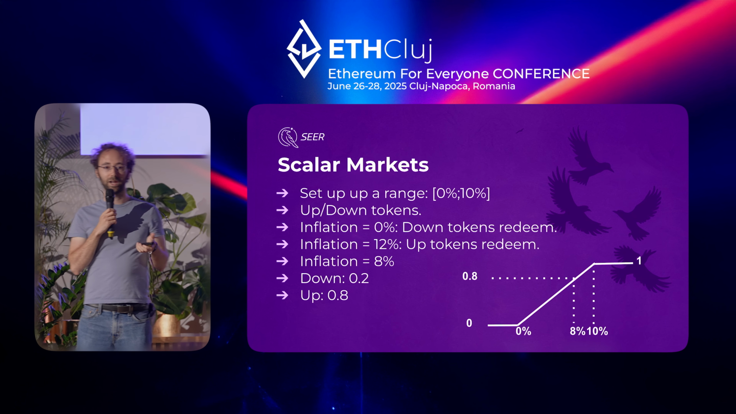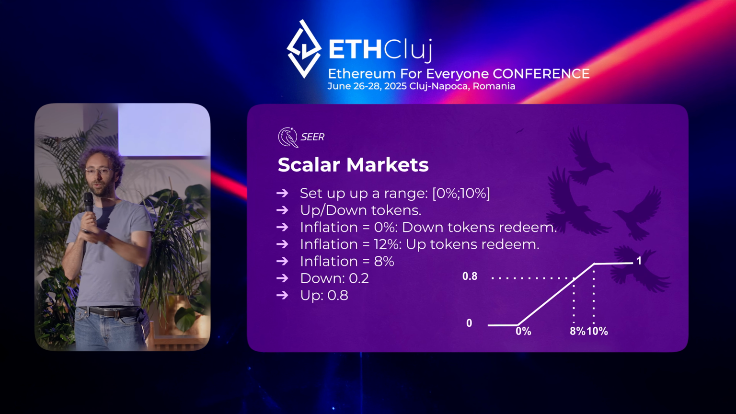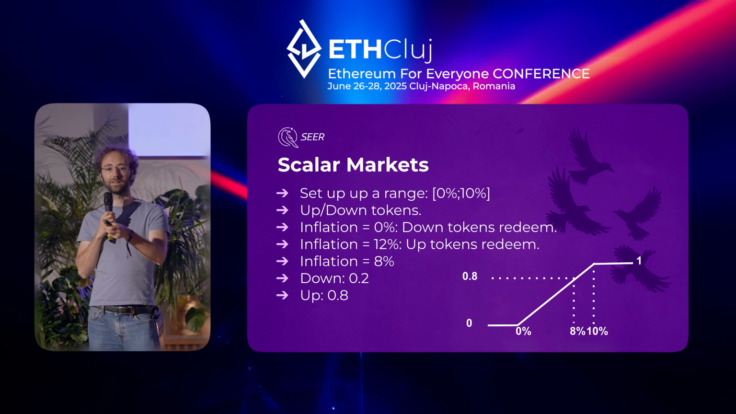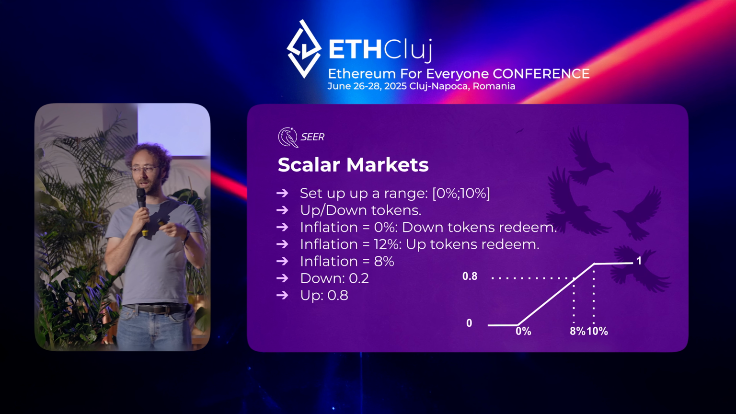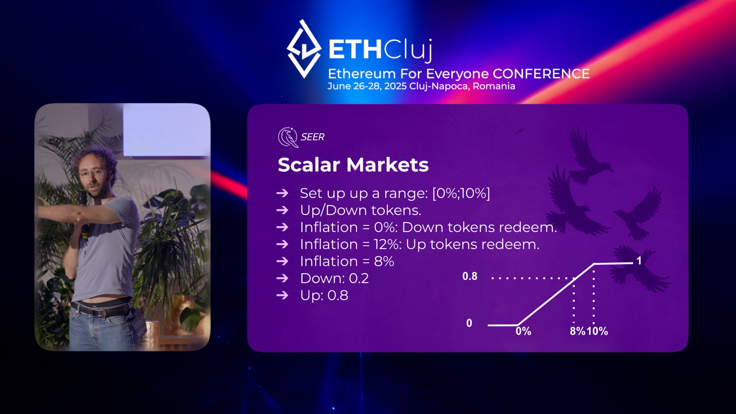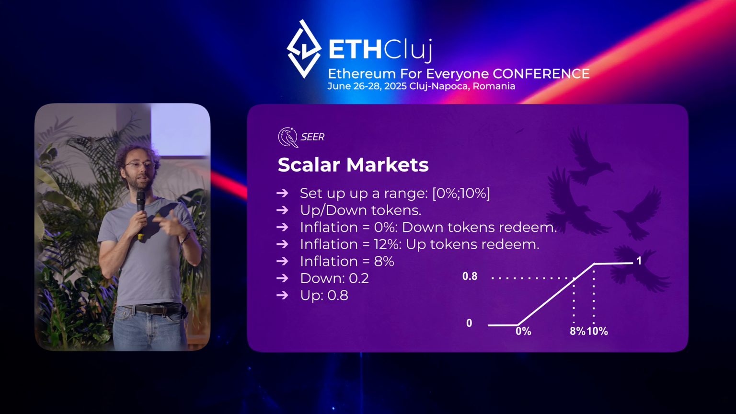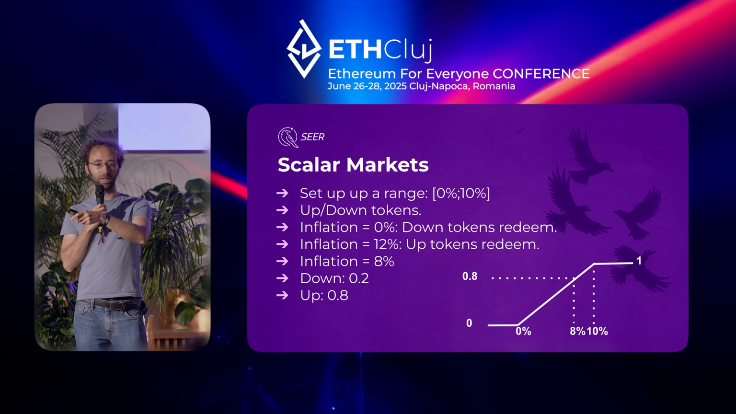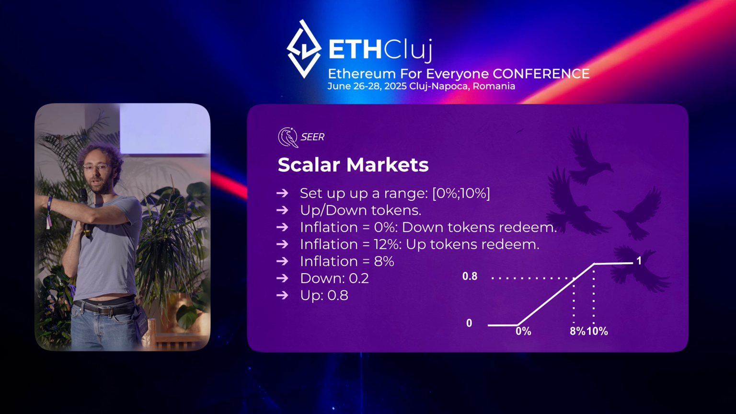If we don't just want to trade singular outcomes, we can trade values. So let's say we want to predict what the inflation will be. So we create a scalar market. We're going to ask what will be the inflation in 2026. We put a range, 0 to 10. If the inflation is lower than the range, the down token will redeem. If it's higher than the range, the up token will redeem. And if it's within the range, which it should be if your range was good, they will both redeem proportionally. So here, if you have 8% inflation, the up token will redeem for 0.8.